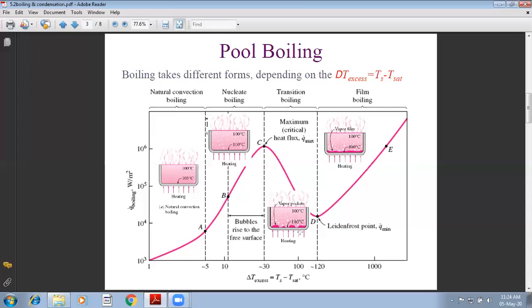If the temperature is even increased, we will come to a minimum value of heat flux, say around an excess temperature of 120 degrees Celsius. We will encounter a minimum heat flux. That point is called as Leidenfrost point. The maximum heat flux point is also called as critical heat flux point.